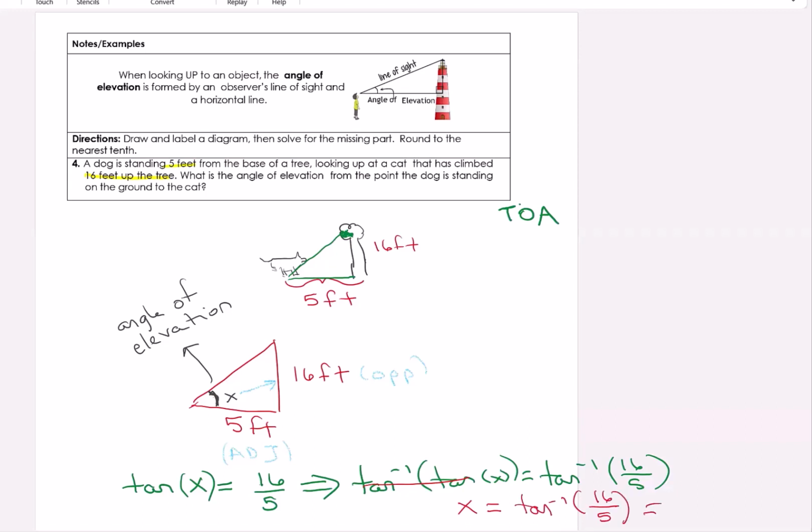And the inverse tan of 16 over 5 is 72.6. What do we want to round to? The nearest tenth. Then we've done it. Tenths are 1 decimal place. And that's my final answer, 72.6 degrees. And that's all I'm doing, is I'm just figuring out how to make a triangle.